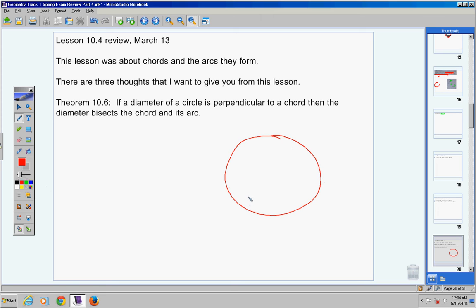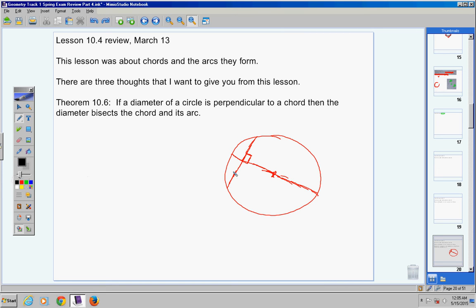There's the circle, okay? Here's a chord right here. Now I'm going to draw a diameter. More or less. Now are you listening? If that diameter is perpendicular to the chord, that's if, okay? If I have a right angle here, if the diameter is perpendicular to the chord, now it has to be a chord and it has to be a diameter, but if they're perpendicular, here's what you know.